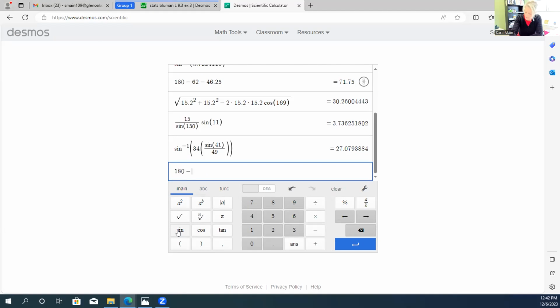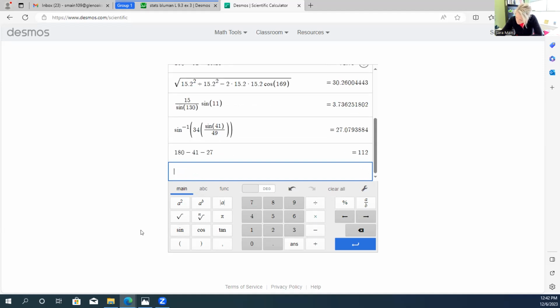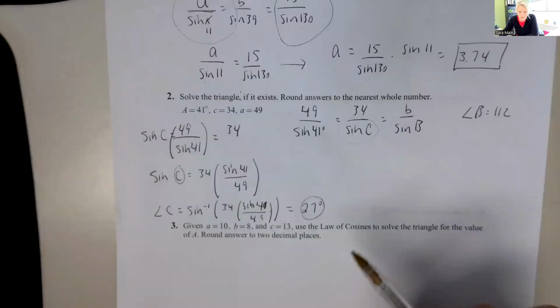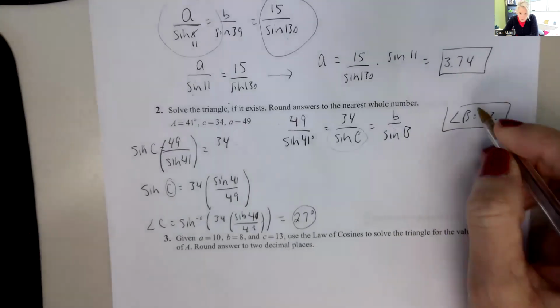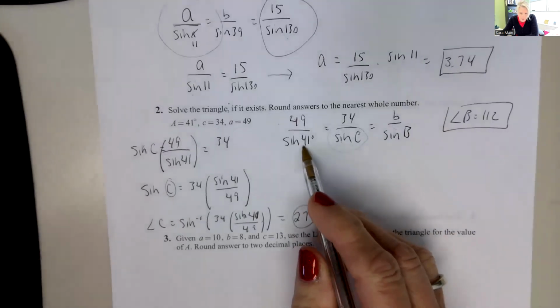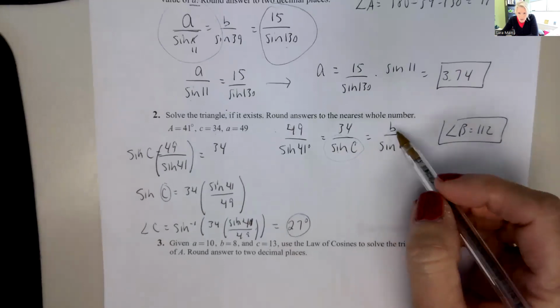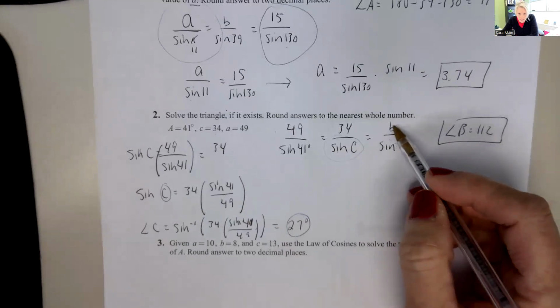Then I can take 180 and subtract the 41 for angle A and subtract the 27 for angle C, and I find out that angle B is equal to 112. So I now know angle B over here and angle C, and I already knew angle A. So to find side B is the last thing I need to do.